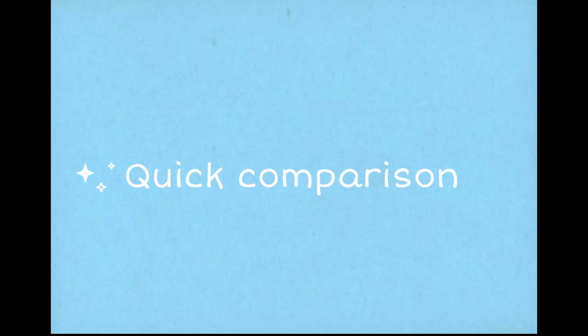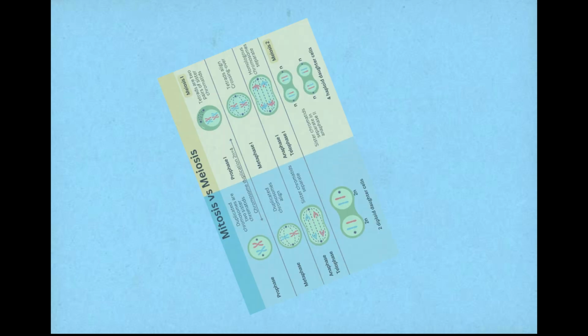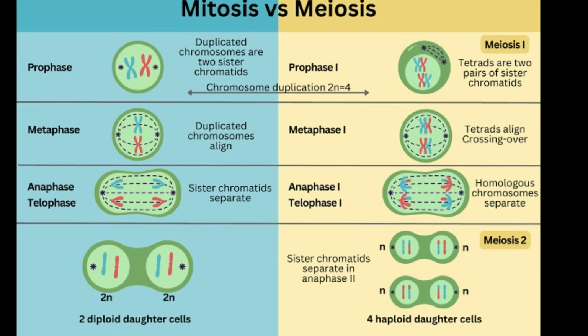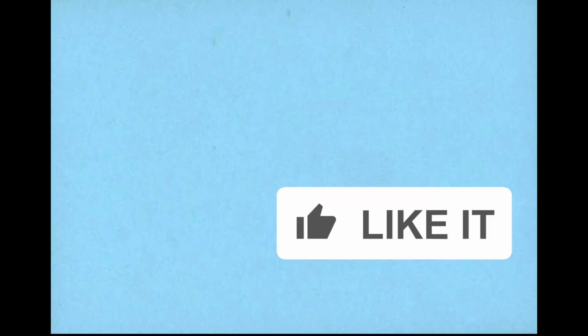Now let's do a quick comparison between meiosis and mitosis. Well, the difference is mostly on the basis of the four stages in both mitosis and meiosis. So you can see clearly how in mitosis there is formation of two diploid cells and in meiosis there is formation of four haploid cells. So this is all regarding mitosis and meiosis.